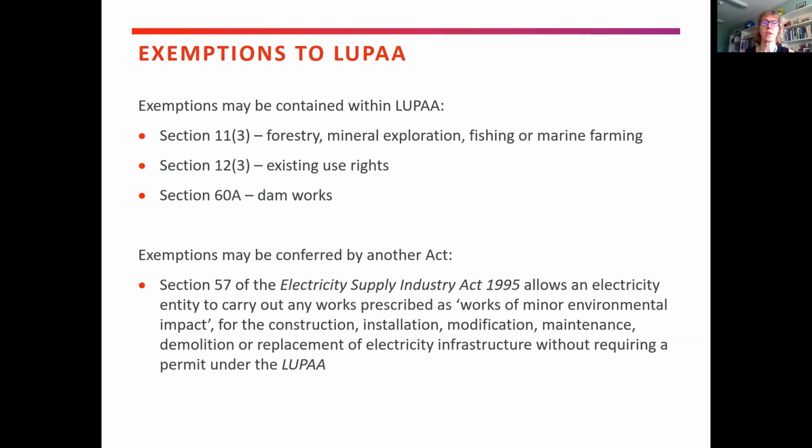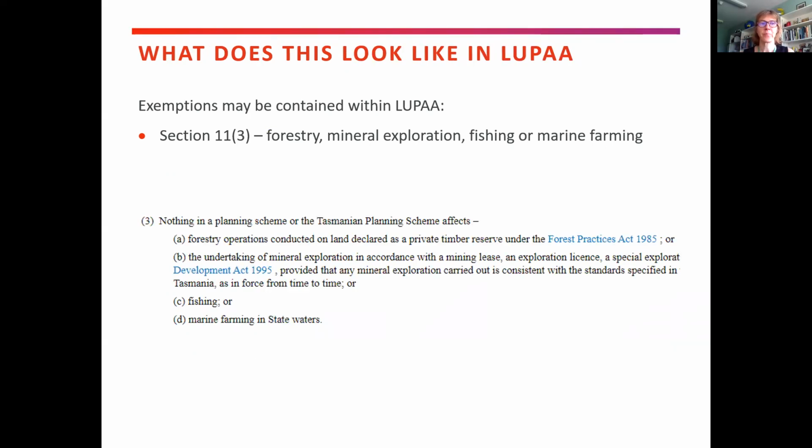So there's a few quirks here, either within LUPA or, in the case of the bottom part of this screen, in other acts that allow works to happen where you might normally expect planning permission to be needed. Don't worry about the details. It's just to alert you to the fact that you don't want to dive right in immediately into the guts of the planning scheme, just in case you've got one of those slightly odd examples where either it's exempt or it's this whole different pathway.